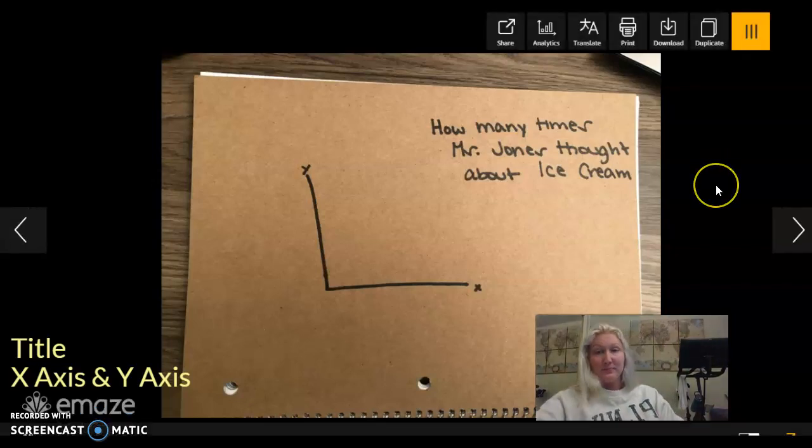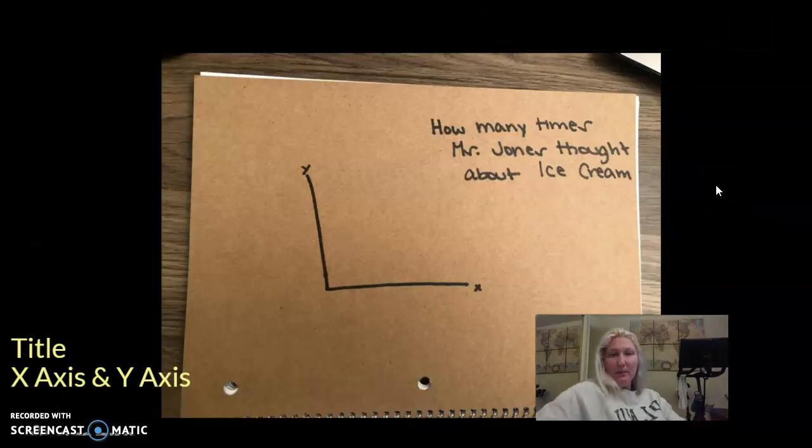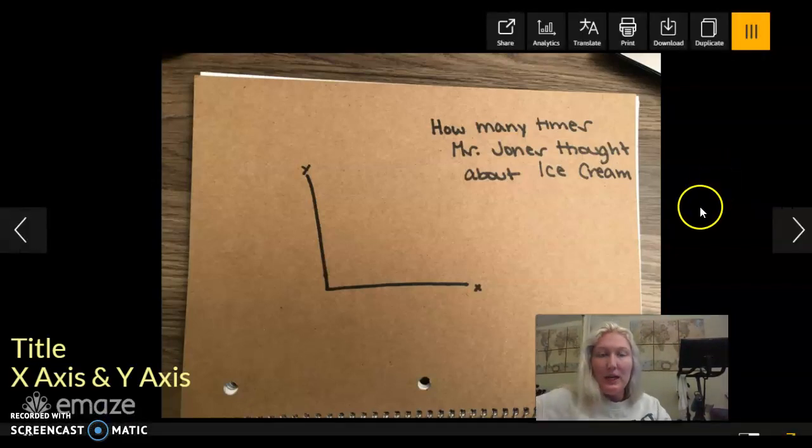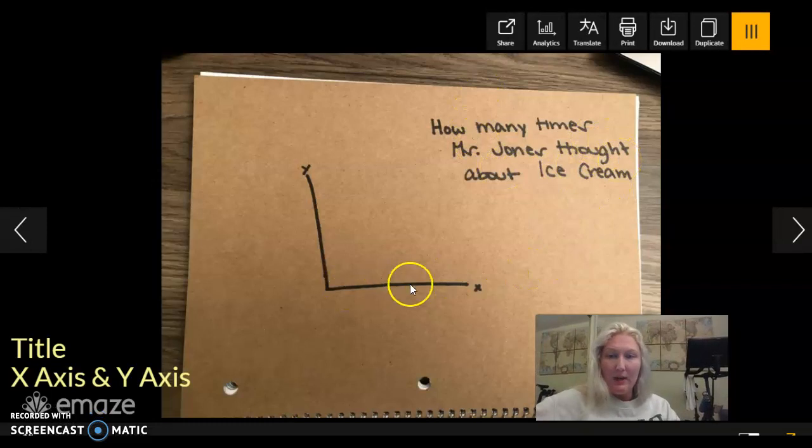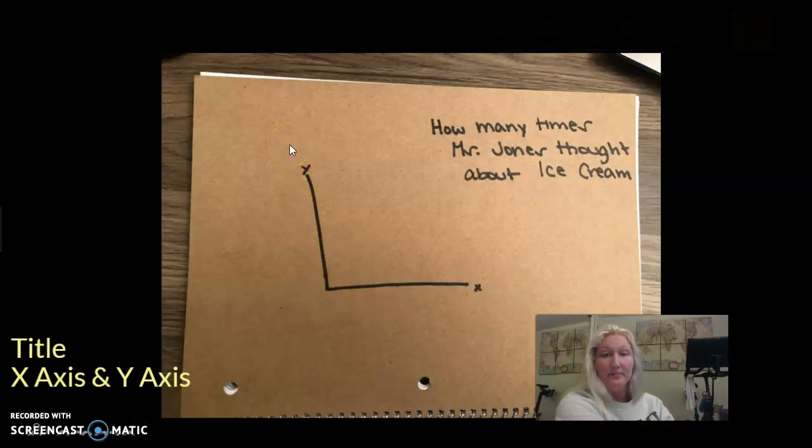Okay, so if we're starting out, we want to make sure that we do the title. So how many times Miss Jones thought about ice cream? And then we have our x-axis and our y-axis. I just drew them to show you what they look like. You will not always need to put in your x and your y, okay? But I want to make sure you know which one is which, because that's going to be important moving forward. So remember, x to the left, y to the sky. Okay?